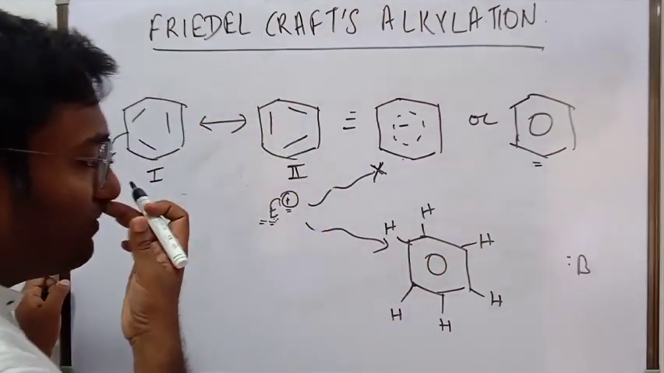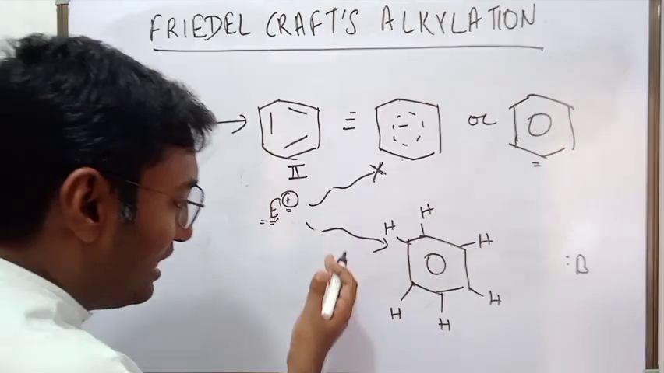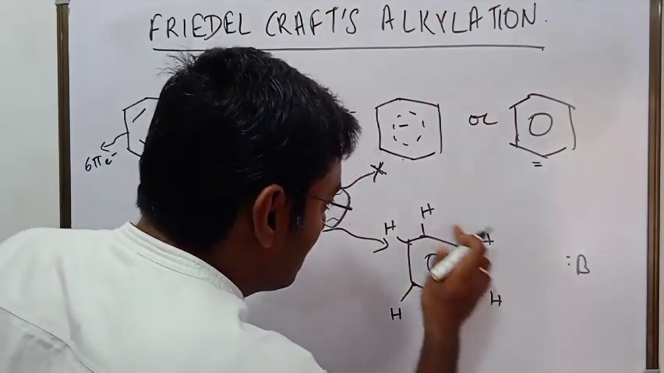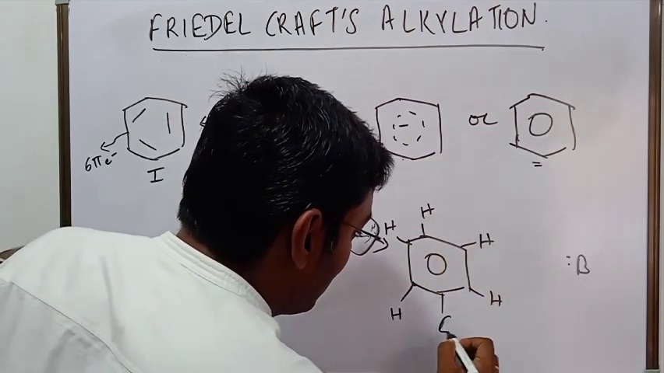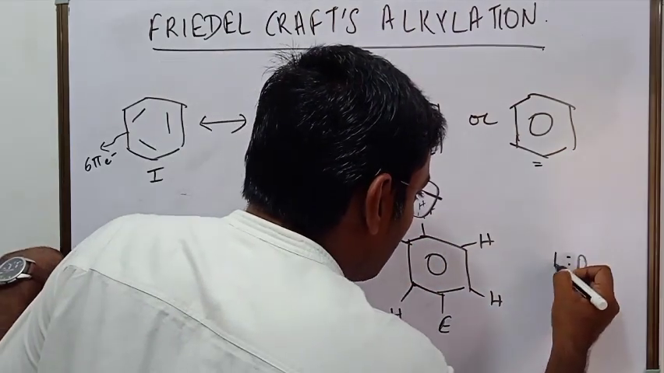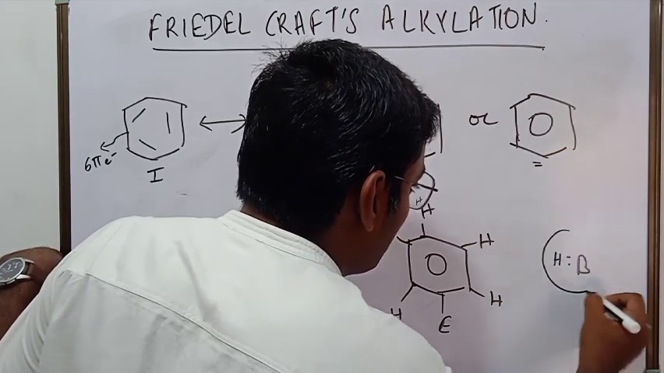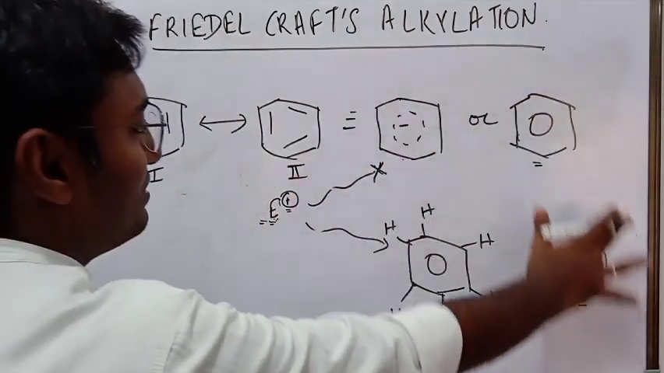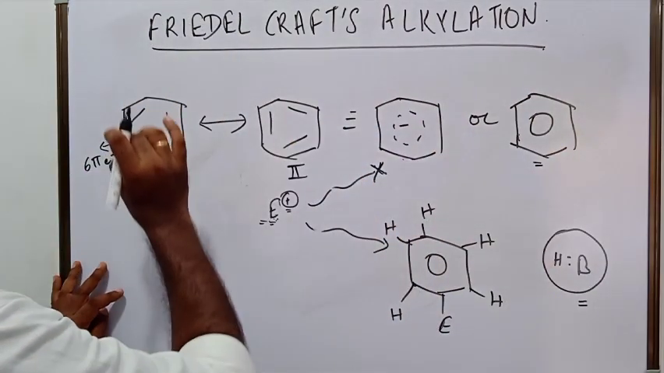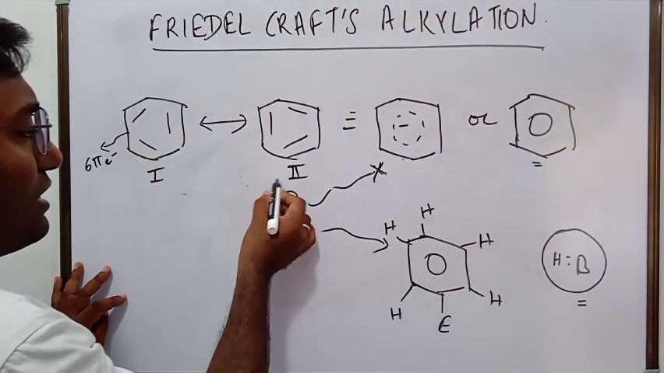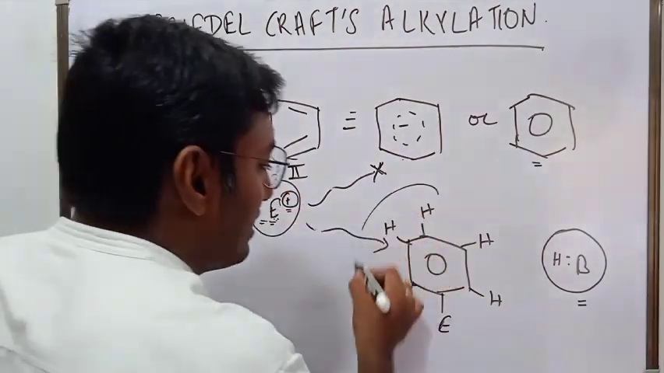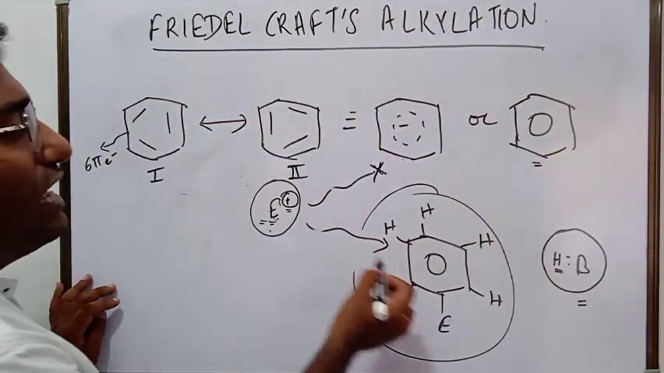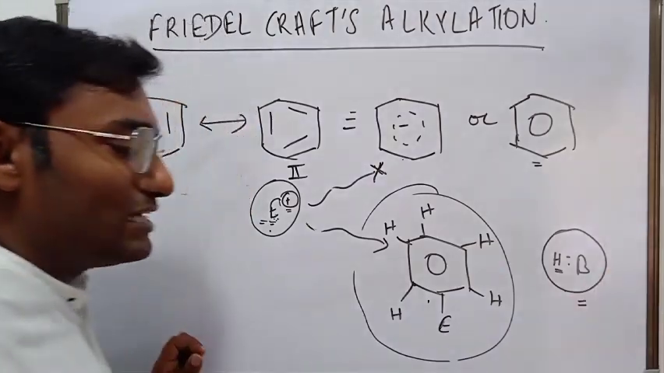So what other alternative does the electrophile have? Yes, it can replace or substitute one of the hydrogens of the 6 carbon atoms of the benzene ring, and that dissociated hydrogen can go with a base or conjugate base that we use in the reaction system. So from this analysis we understand that benzene undergoes electrophilic aromatic substitution reaction.